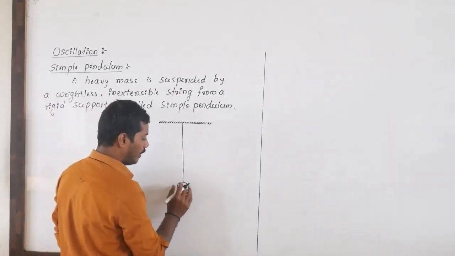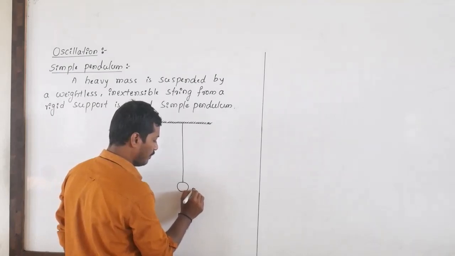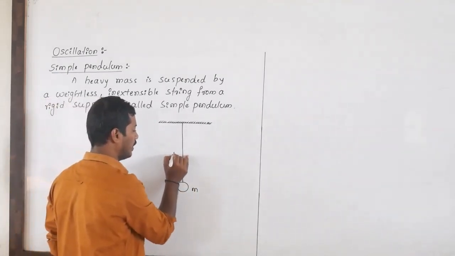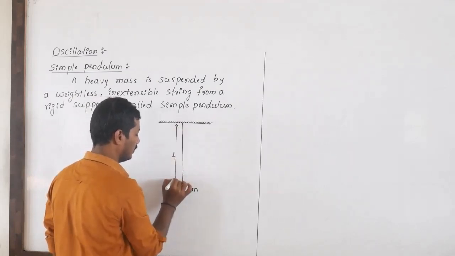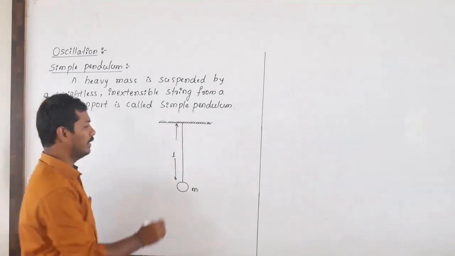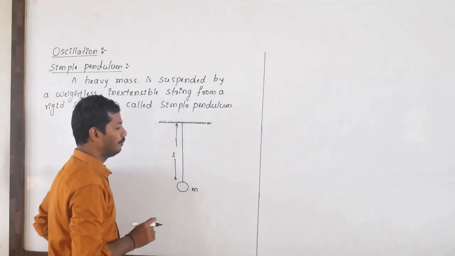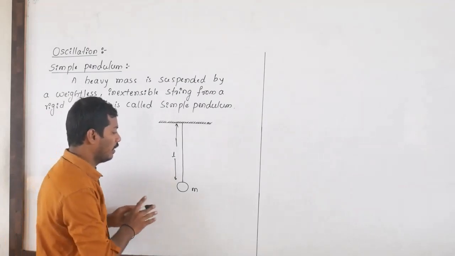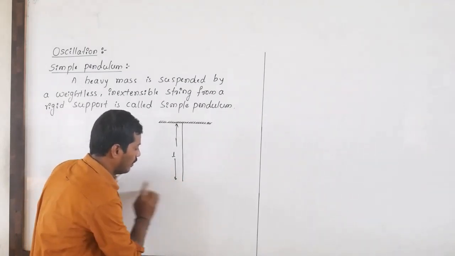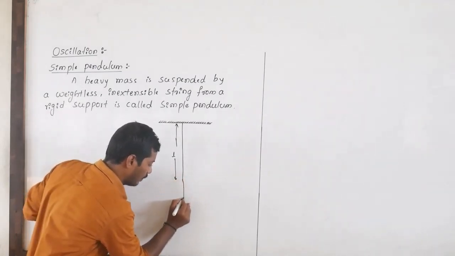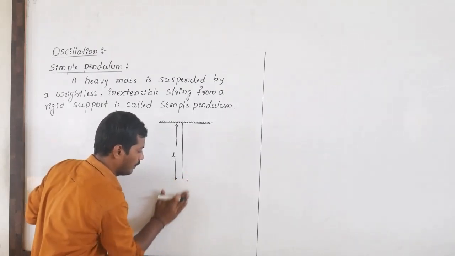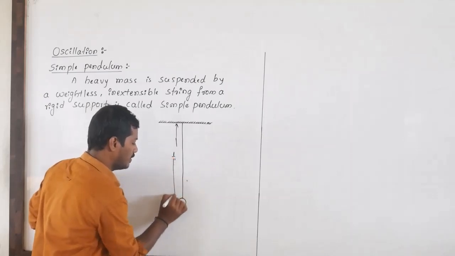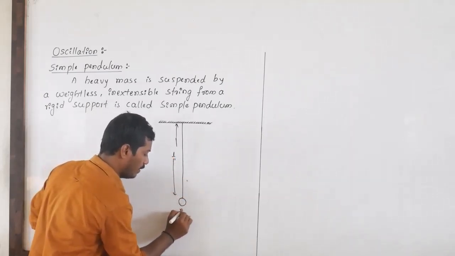The pendulum mass is considered here as M. M is the mass of that. The length of the string is considered as L. When you apply a certain force to this, it will increase the length, like this. The length is L, the mass is M here.